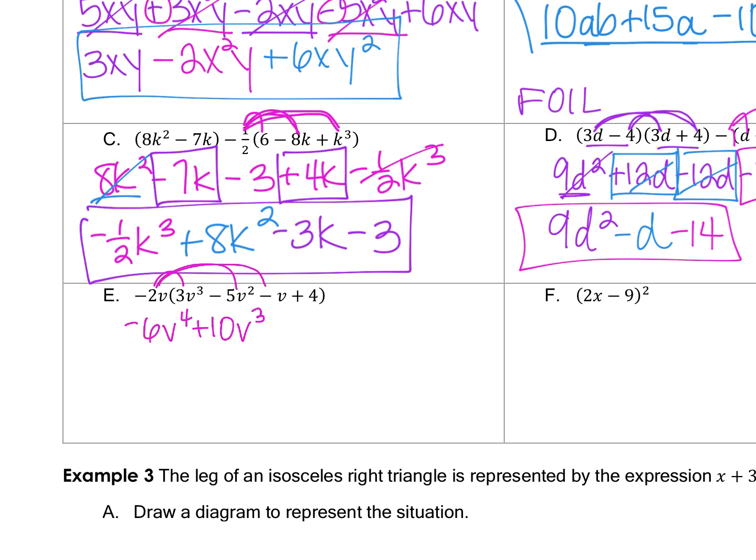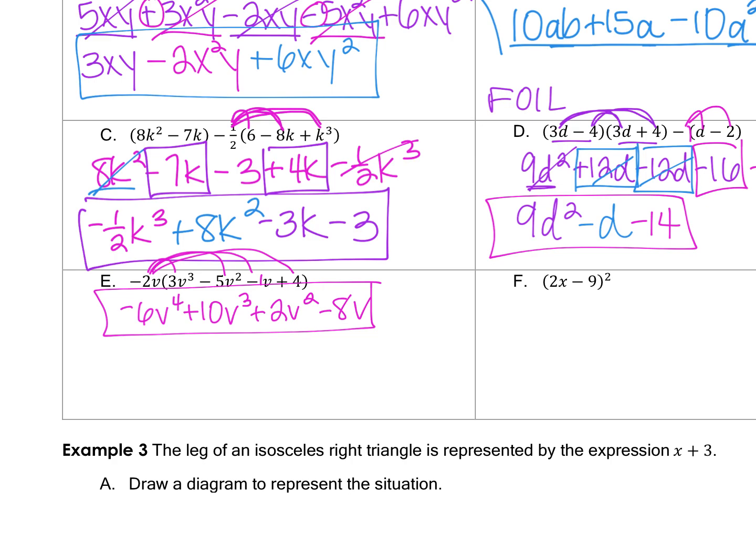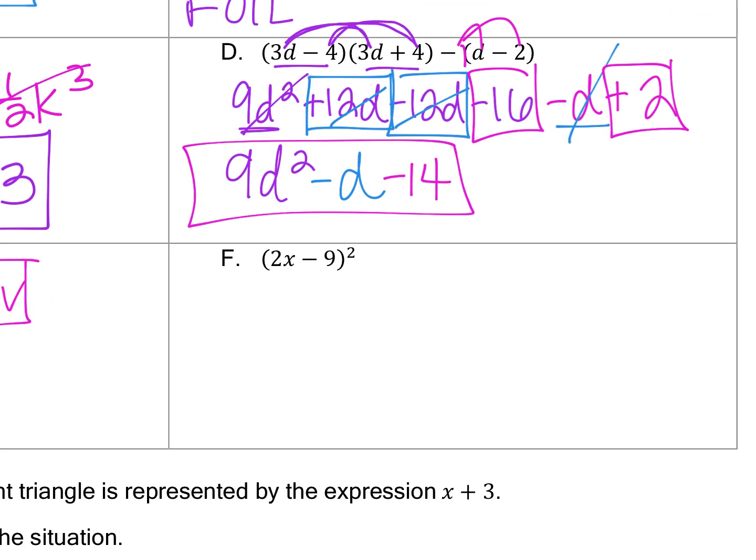And now this is a 1. Negative 2 times a negative 1 is a positive 2. V times V is V squared. And then the last one, negative 2 times 4 is a negative 8, and then we just carry over that V. So we're looking at our V's. There are not any that have the same exponent, so we cannot combine any of them. Sometimes you're able to combine like terms, sometimes there are not like terms.